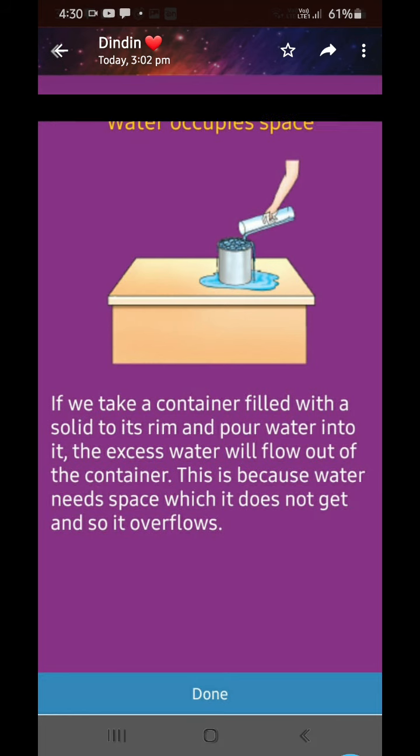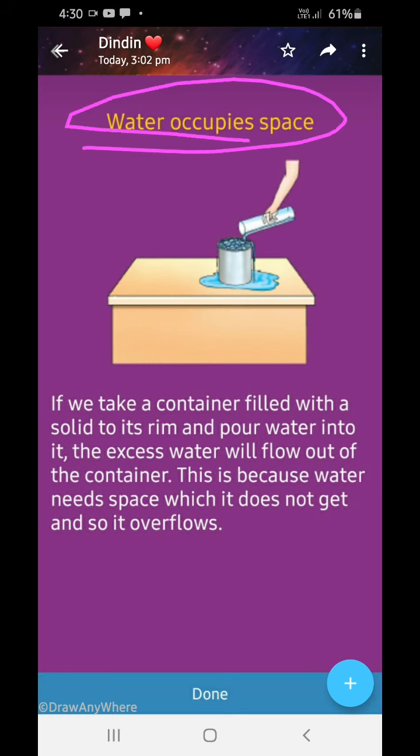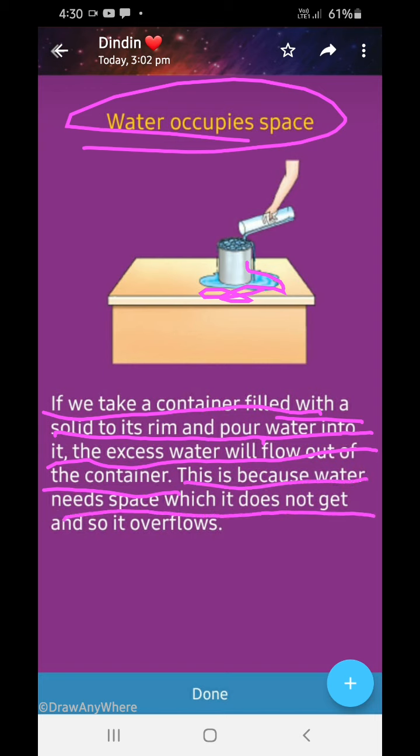Now, water occupies space. If we take a container filled to the top and try to pour more water into it, the excess water will flow out of the container. This is because the water needs space, which it does not get, so it overflows.